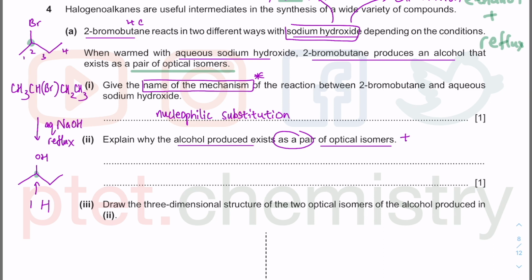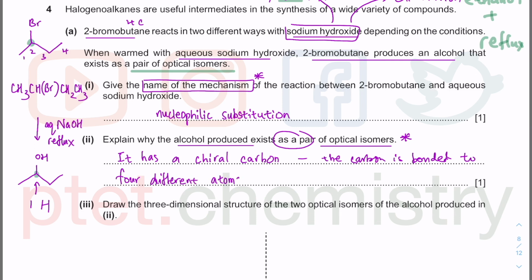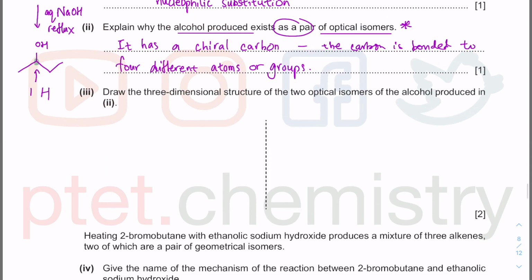So basically they're asking you what is meant by optical isomer. That's the nature of this question. It has a chiral carbon, and that is not enough. There are 2 lines for the explanation. So that means the carbon there is bonded to 4 different atoms or groups. It's not always just atoms. In this case, you have a hydrogen atom, but you also have groups of atoms like the alkyl, like the OH, etc. This kind of question always tries to give you some free marks.